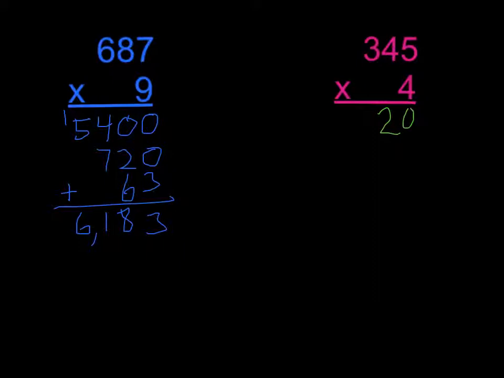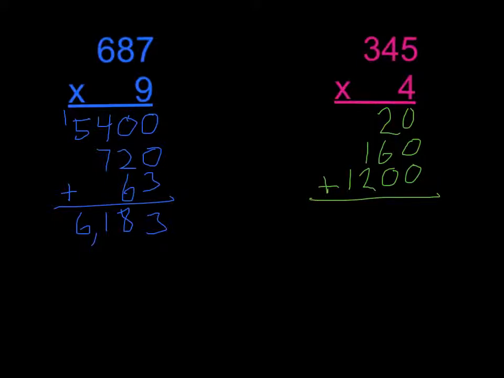Then we're going to do our tens place. 4 times 4 tens, or 4 times 40, is going to give me 16 tens, or 160. And then we have 4 times 3 hundreds, or 4 times 300, is going to give me 12 hundreds. So I have to make sure that my 2 is in the hundreds place, and put in my zeros. That gives me 1,200 there.